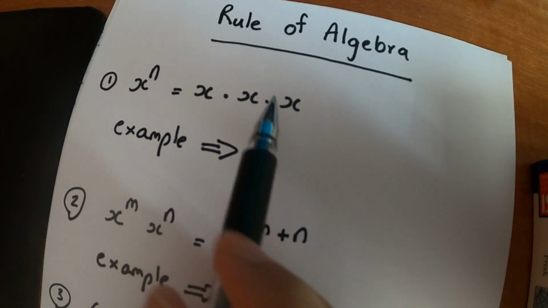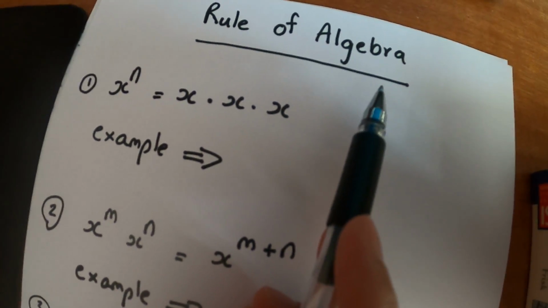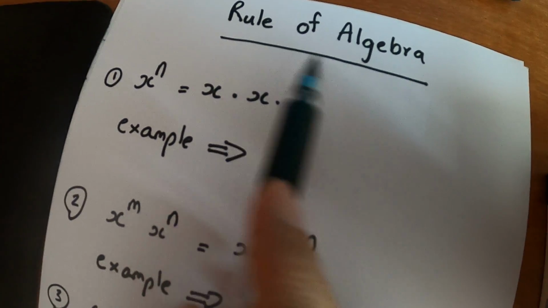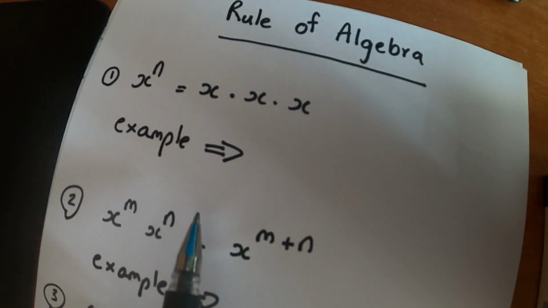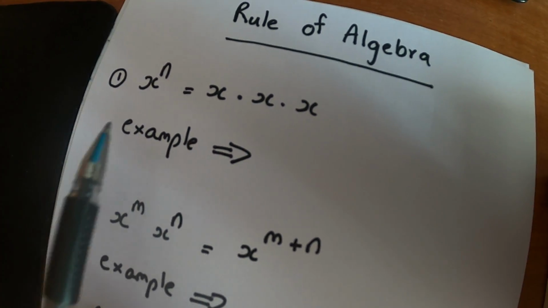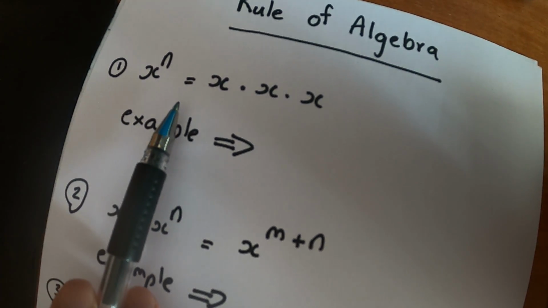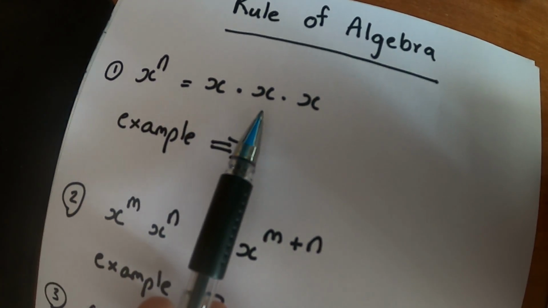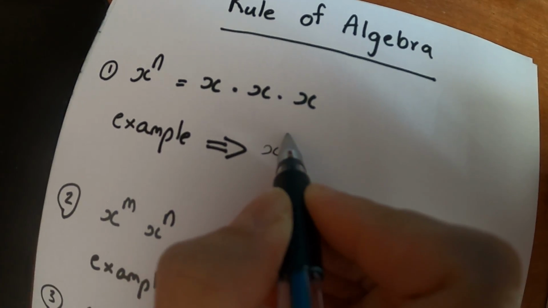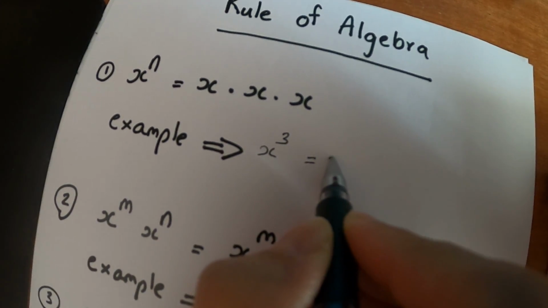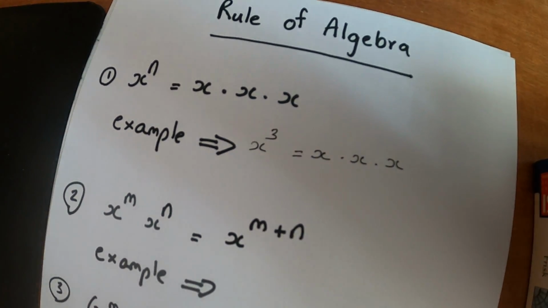Hi everyone. The topic today that we'd like to discuss is rules of algebra. Before you try any of the algebra questions, you must be familiar with all these basic rules, right? The first rule is x to the power of n, which is equivalent to x multiplied by x, n times. For example, x to the power of 3 is equal to x multiplied by x 3 times.